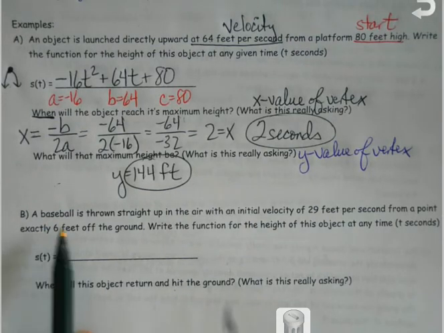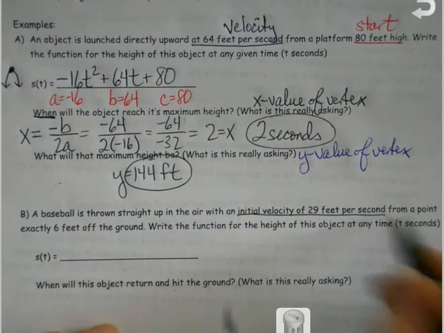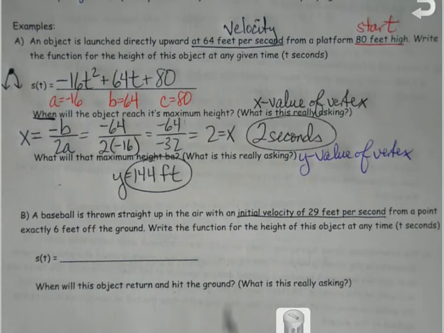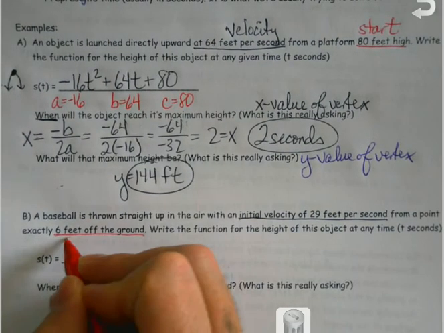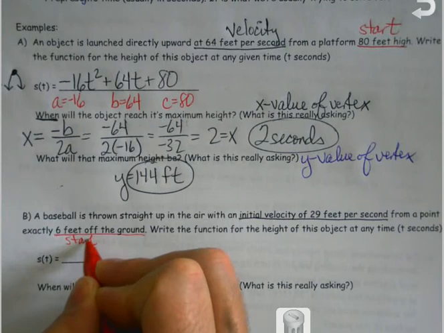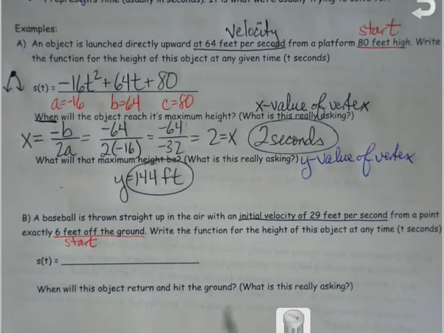All right, we got a baseball. Straight up in the air with an initial velocity of 29 feet per second. Okay, so velocity, got it. From a point exactly 6 feet off the ground. That's where I'm starting. And again, labeling these things is such a good idea. So write the function for the height of this object at any time.